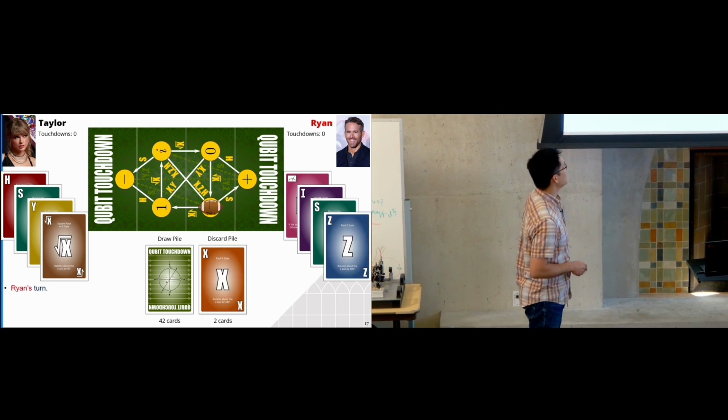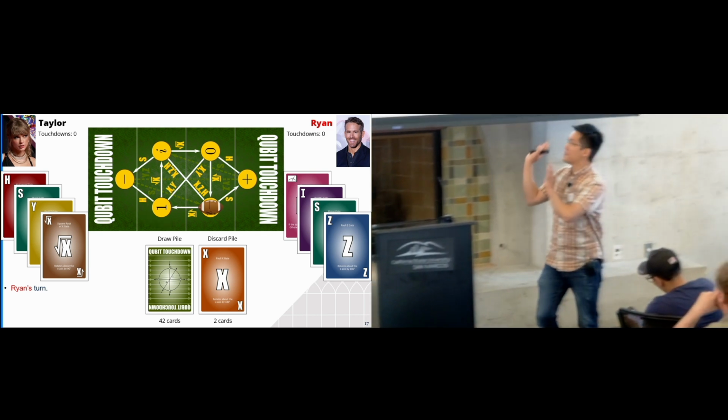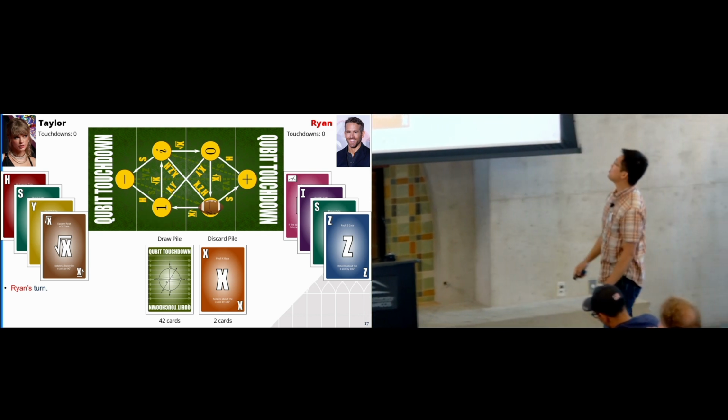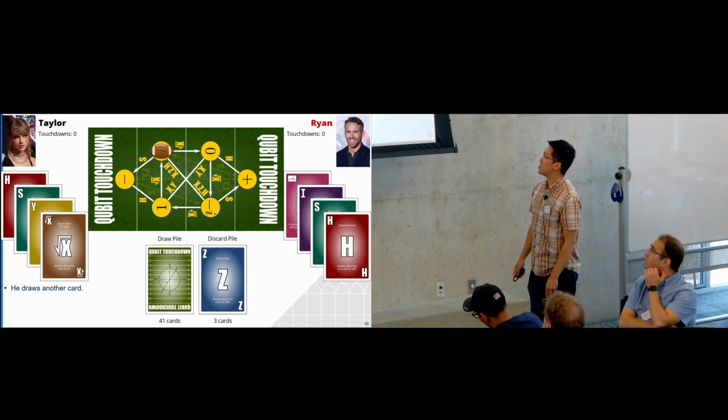So let's say Ryan, again, now Ryan wants to move the ball generally to the left. And so which of his cards will do that? Well, Z will do that. So if he plays a Z, he'll move over there, he'll draw a card. Now it's Taylor's turn.